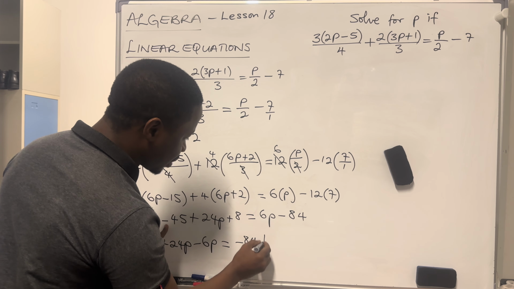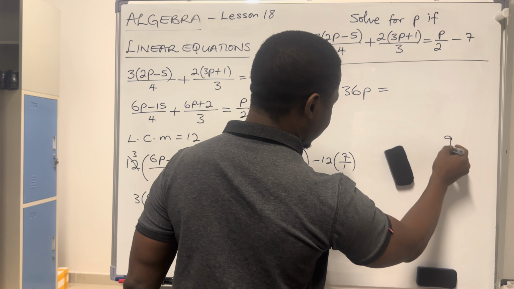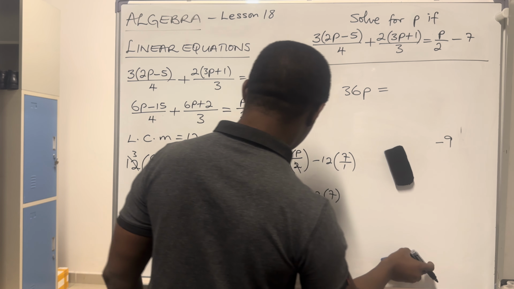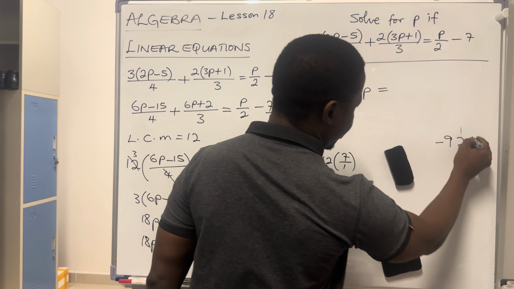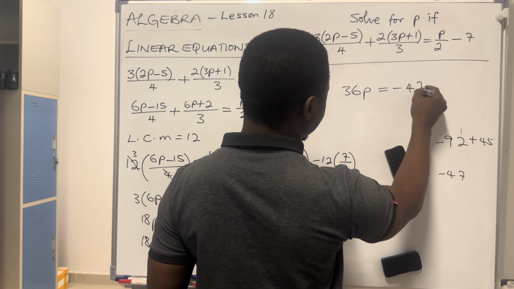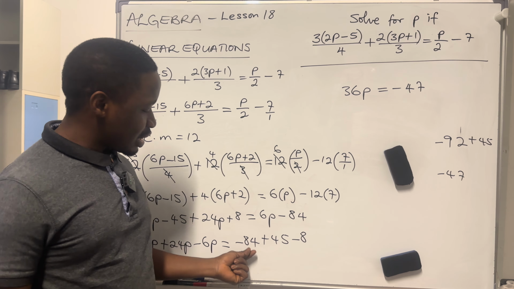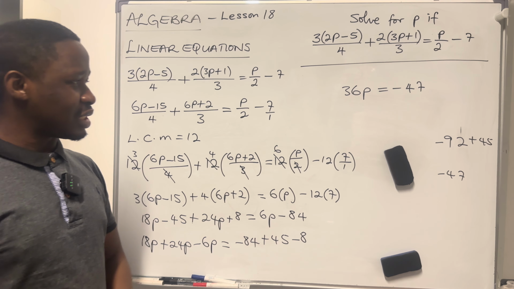This plus this minus 6 is 36p, equal to minus 84 minus 8 is minus 92. Then plus 45, which is minus 47. Minus 47. I hope it is clear. Minus 84 minus 8 is minus 92. Minus 92 plus this is that one.